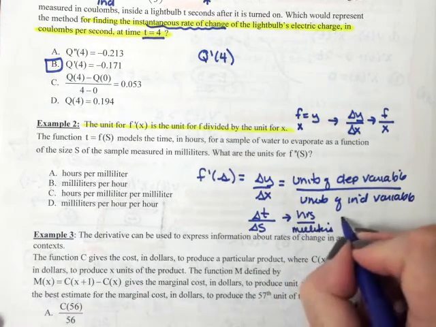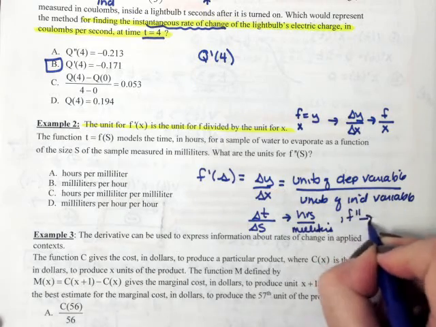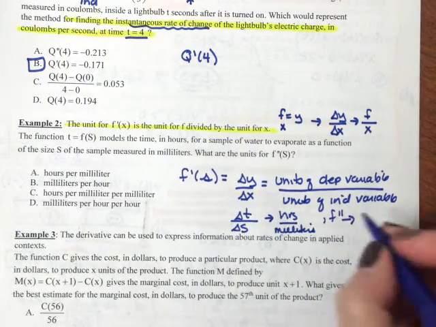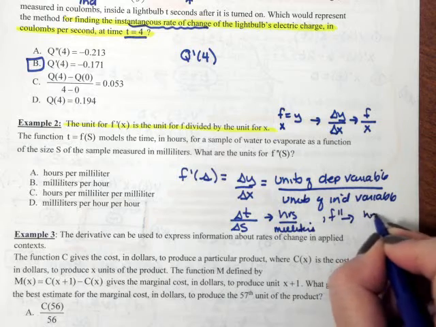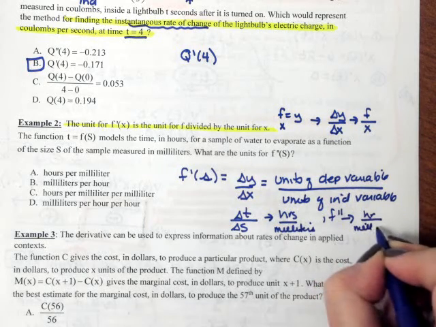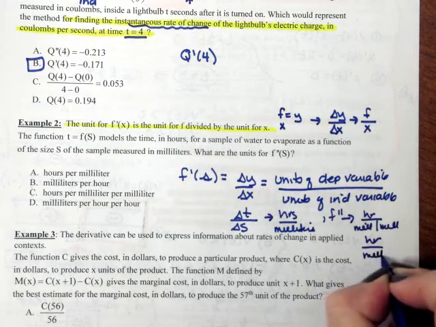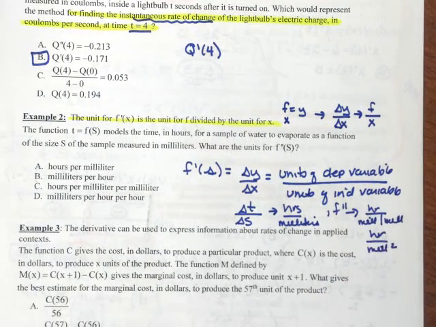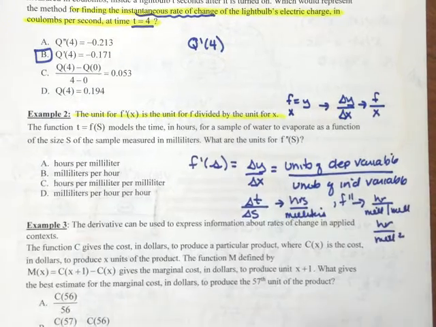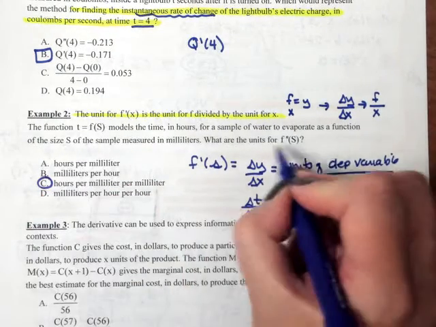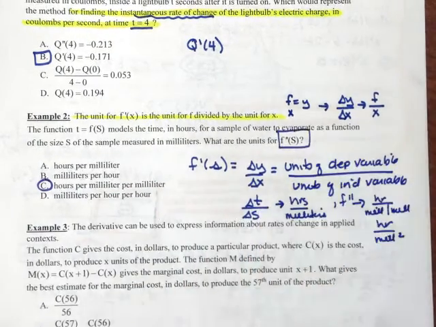So when you talk about the second derivative's units, the f double prime of s is going to be hours divided by milliliters and milliliters, or hours over milliliters squared. So the answer choice for example 2 would have to be C, because they're asking you for the units for f double prime of s.